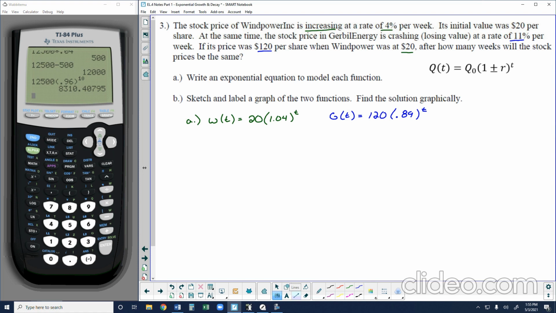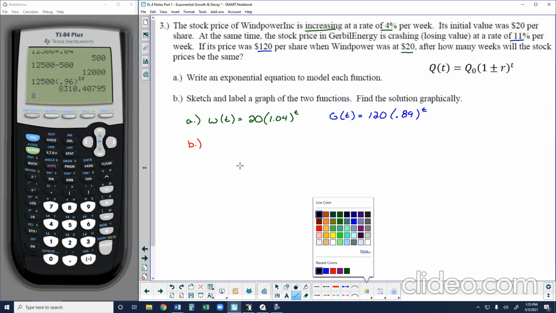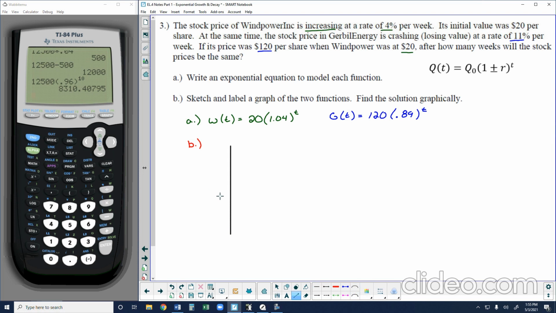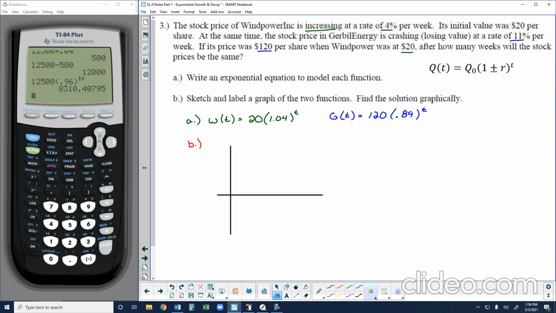Now in part B, we are asked to sketch and label a graph of the two functions. So I'm going to use a little color coding here. First, we want to get some axes. We know that the value of the stock could be positive or potentially negative. But we know that the weeks can only be positive, so I'm going to show quadrants 1 and 4 here. Potentially may not need quadrant 4, but just in case. And I'm going to label these axes. So the y-axis here is going to be the price per share, as the price is dependent on time. In this case, time is weeks.